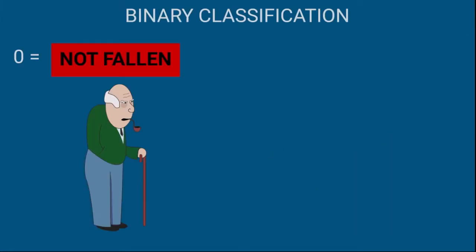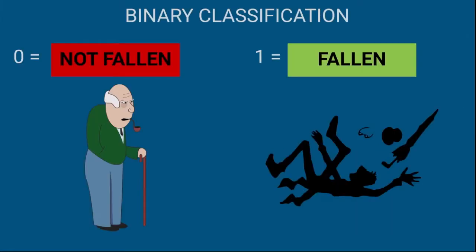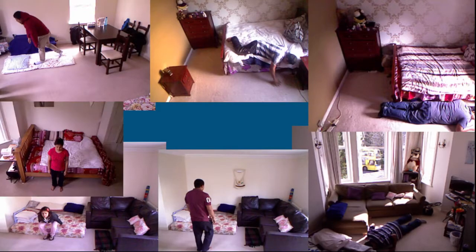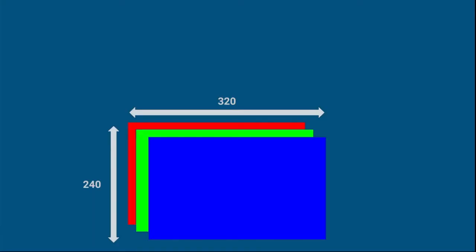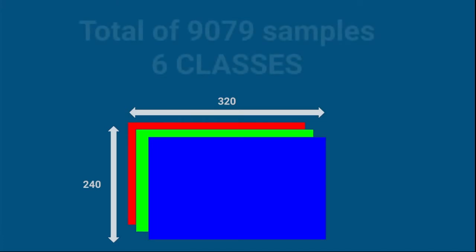injuries. Machine learning is a suitable approach as it is a binary classification problem to predict whether or not the individual has fallen. There are extensive images of fallen and standing individuals to serve as data for the model to be trained, validated, and tested. The team used a dataset of 9,079 samples to train the machine learning model, collected from the fall dataset.